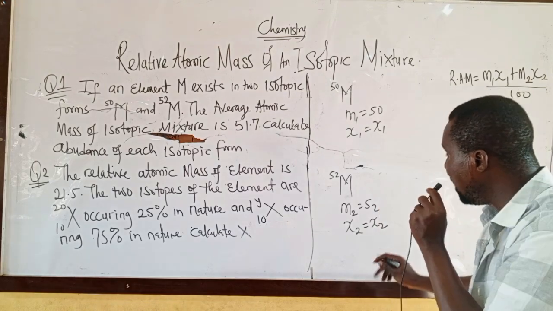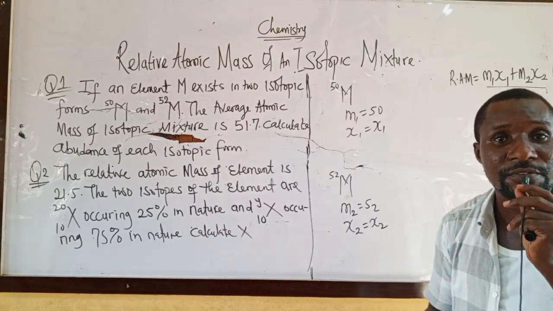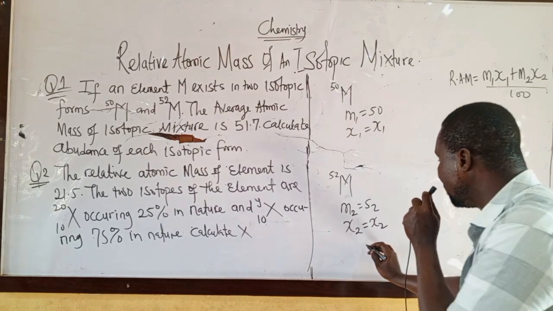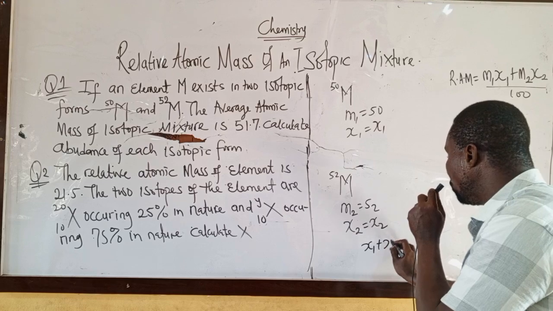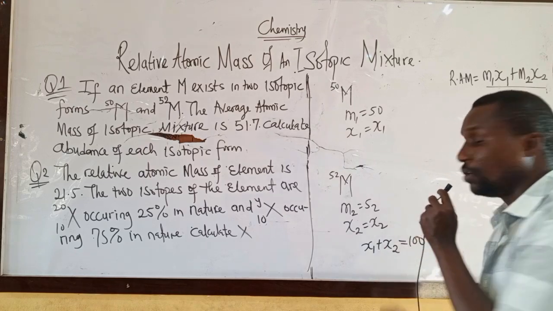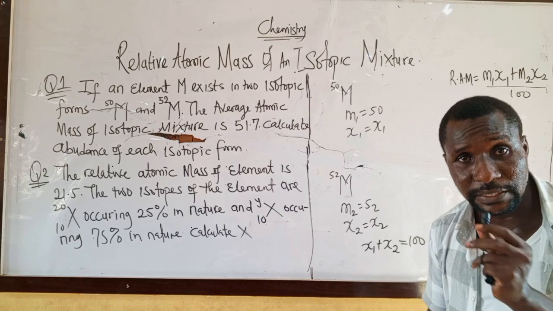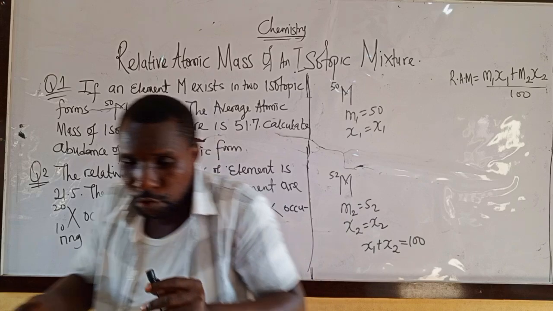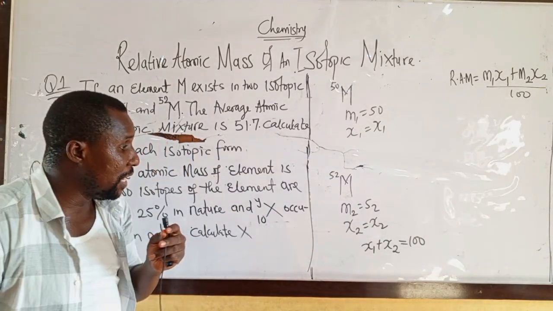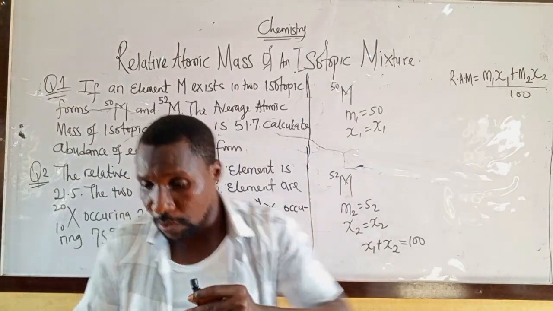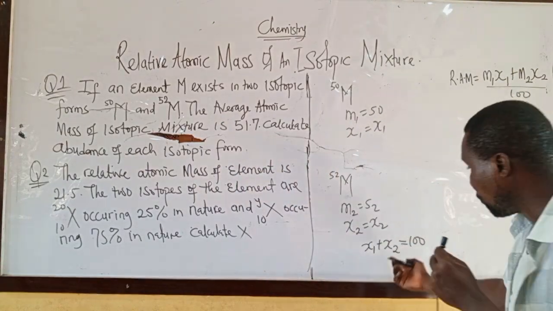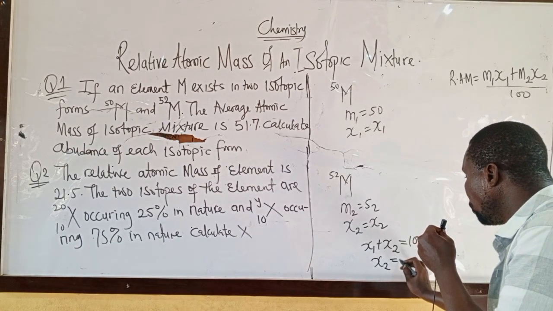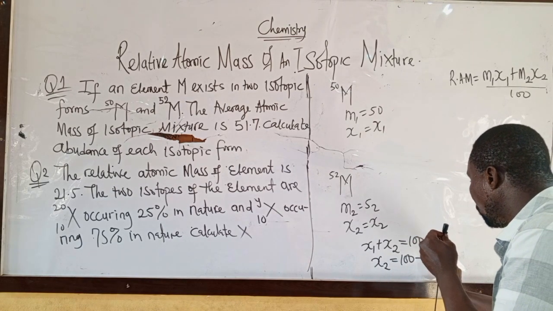And don't forget, I told you the sum of the relative abundance must give you 100. That means for the relative abundance, x1 plus x2 must be equal to 100. Then I can make x1 the subject of the formula, or make x2 the subject of the formula. Let me make x2 the subject, so that I can get my x1. That means I will have x2 equal to 100 minus x1.